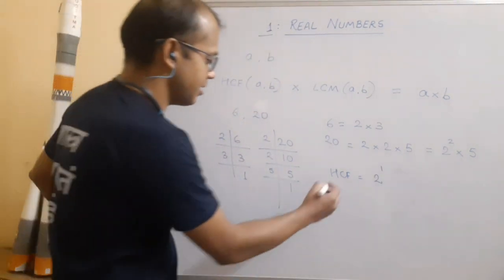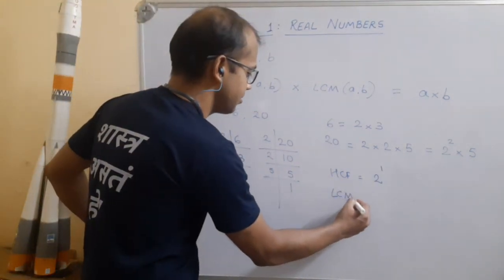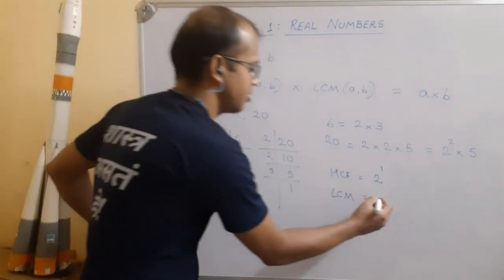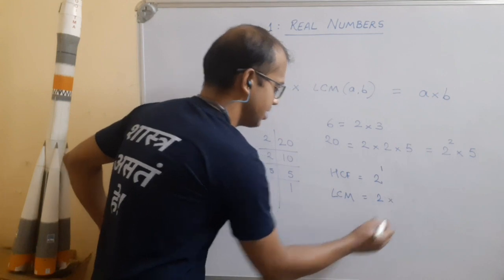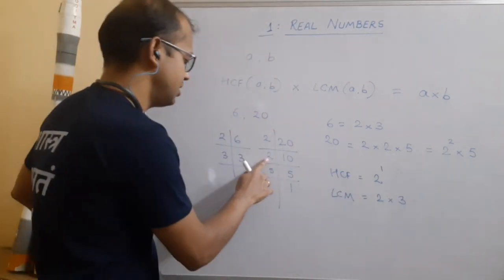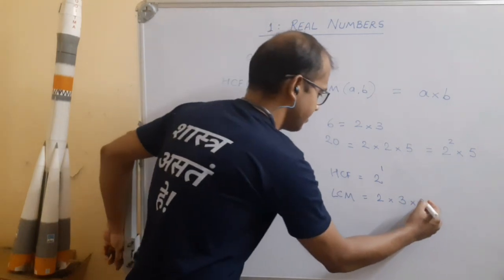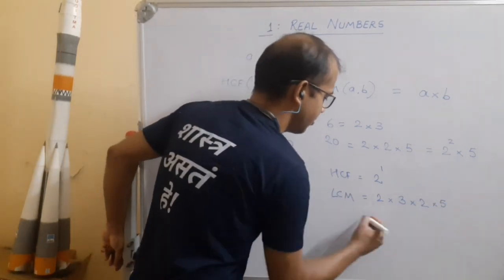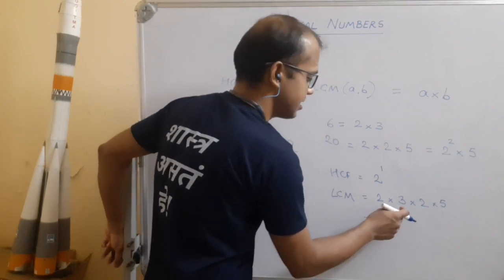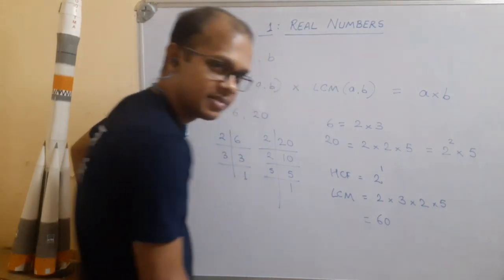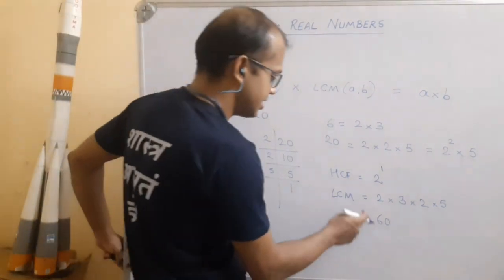And the LCM, how will we find the LCM? Let's see. 2 is common to both, so it is taken only once, multiplied by 3 as it is, this 2 as it is, and this 5 as it is. So what answer will you get? 2 threes are 6, 6 twos are 12, and 12 fives are 60. Now 60 is the LCM.